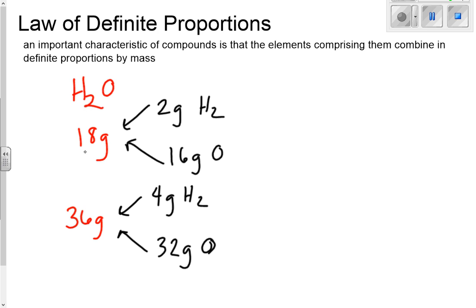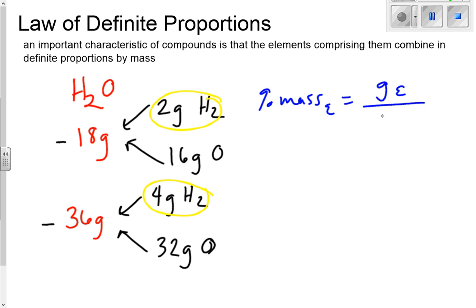So notice, depending on the size of your sample, the number of grams that you have is going to change. However, what doesn't change is the percent by mass of hydrogen in water. So let's figure out what the percent by mass is. We use an equation for that to represent it. The percent by mass of any element from a compound is just the percent mass of that element, we'll put E for element, is equal to the grams of that element divided by the grams of the compound times 100.